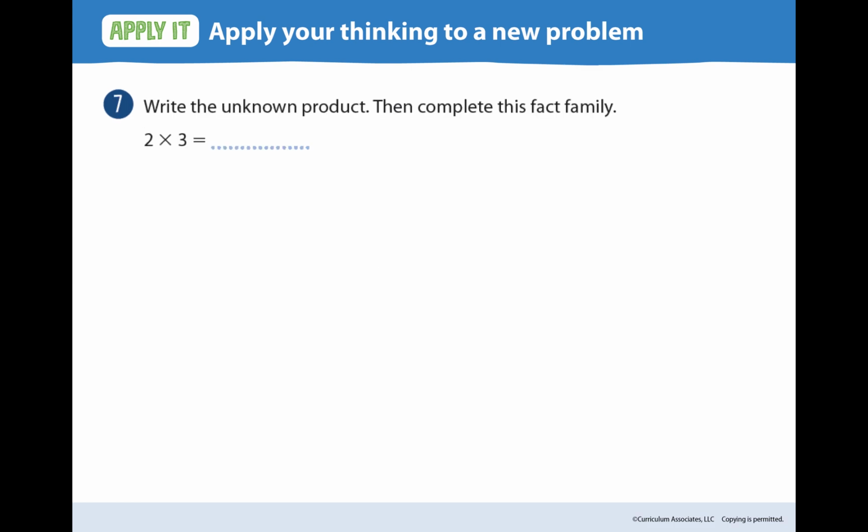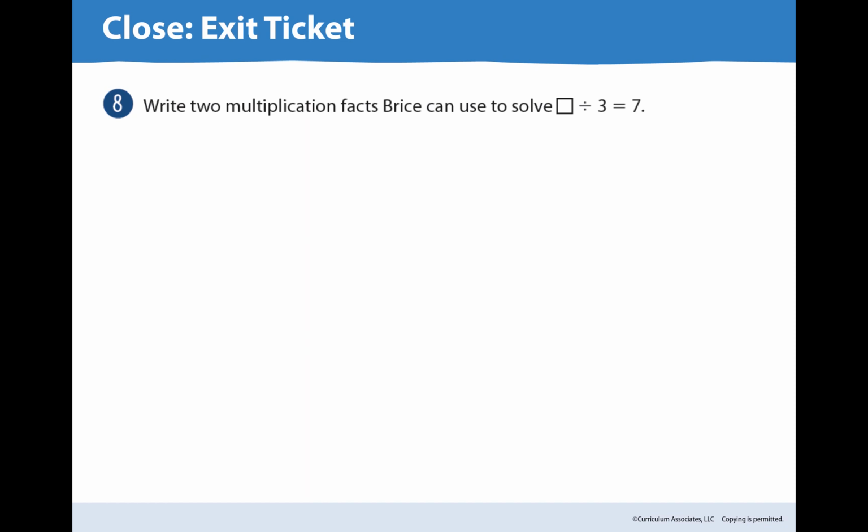Okay, and here is this one. Write the unknown product. Okay, the unknown, and Chase knows this one really well. The product means the answer to our multiplication problems. Okay, so write down the answer to this problem and then complete the fact family. Now, just a reminder, every fact family has 2 multiplication problems and 2 division problems. So hit pause. When you're ready, you can keep going.